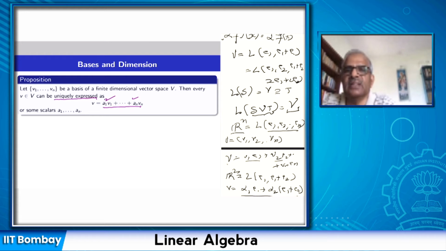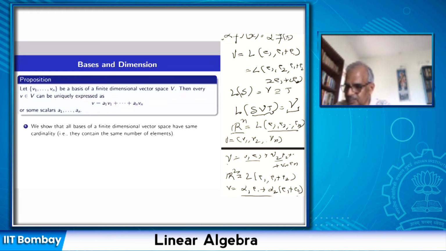So there is a question: is it a unique linear combination, or even you do not even? But you see, yeah. Okay. Yeah. Okay. So let us prove this.